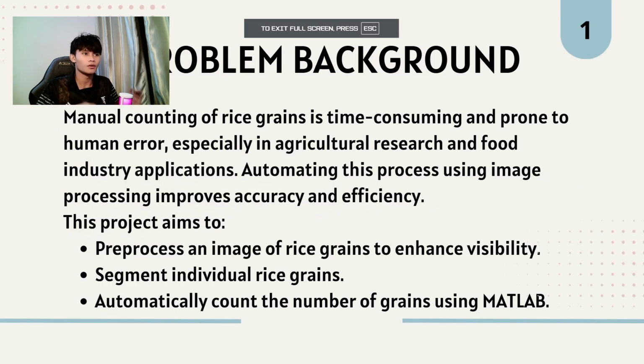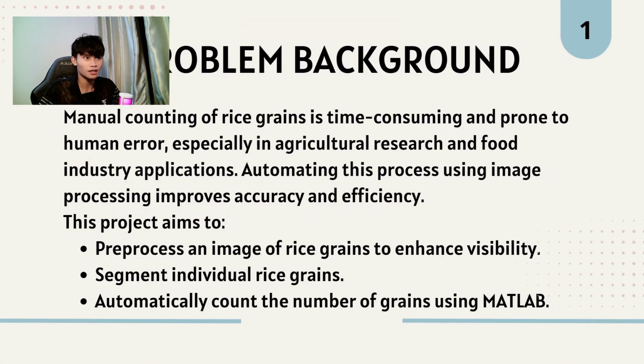Firstly, our problem background. Manual counting of rice grains is time-consuming and prone to human error, especially in agricultural research and food industry applications. Automating this process using image processing improves accuracy and efficiency. So our project aims to pre-process an image of rice grains to enhance visibility, segment individual rice grains, and automatically count the number of grains using MATLAB.